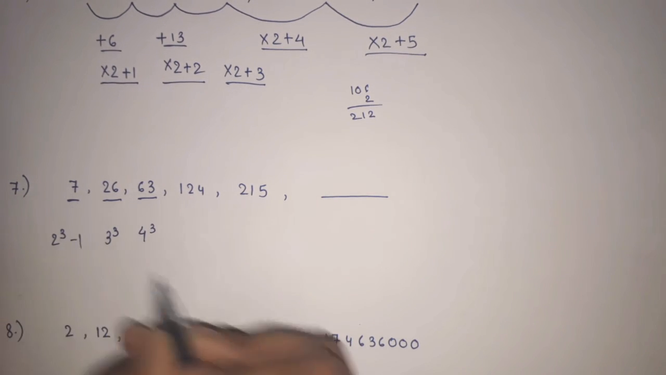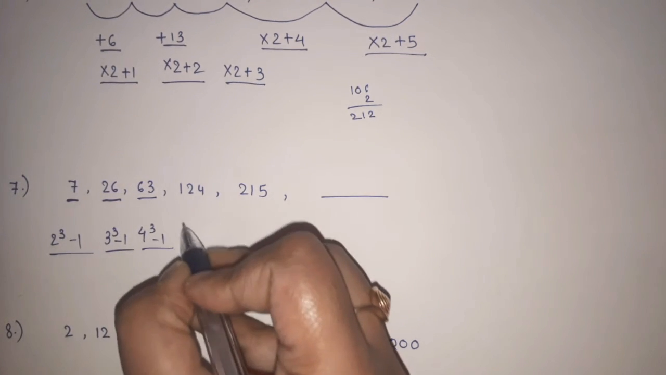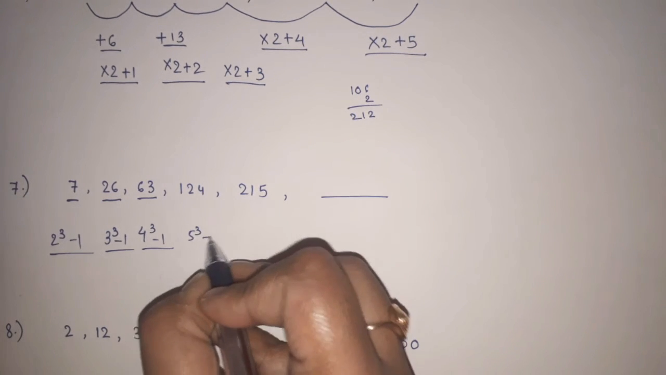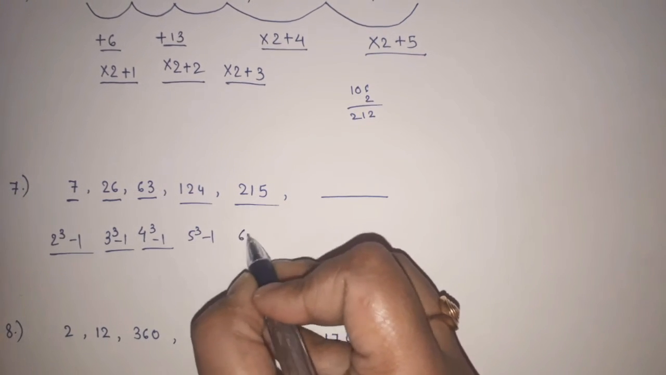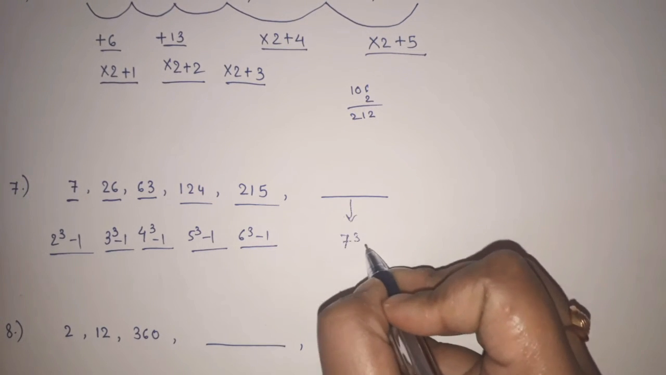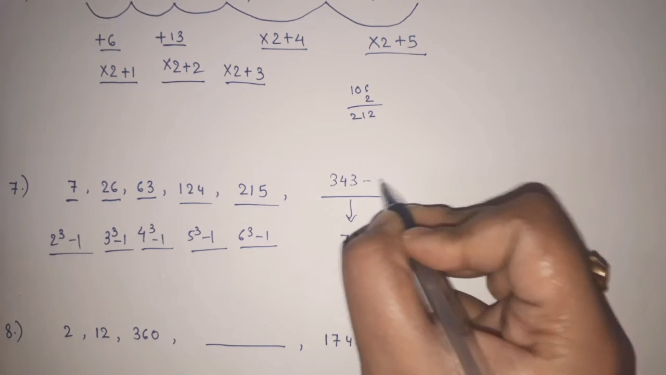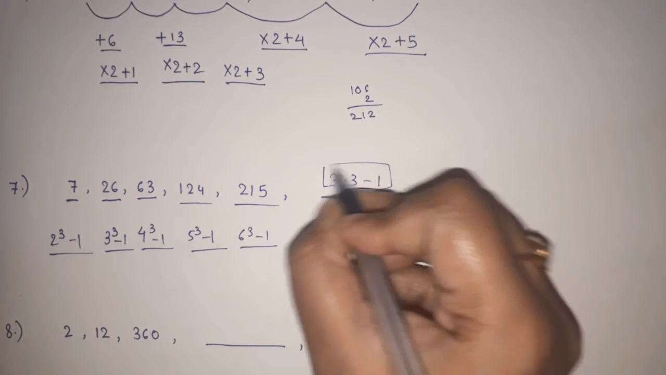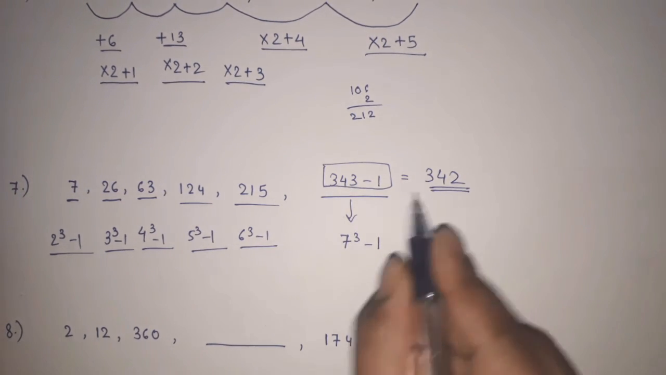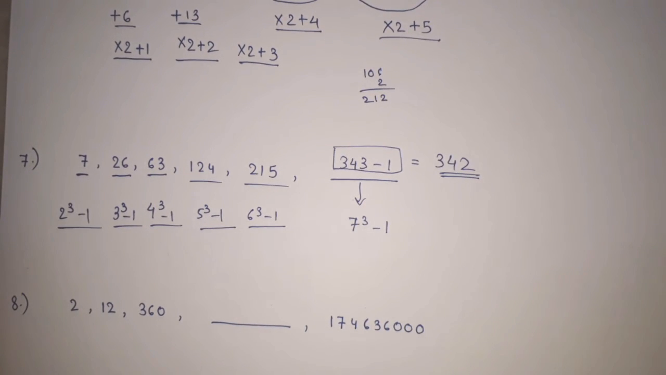This is 2 cube minus 1. This is 3 cube minus 1. Similarly, this is 4 cube minus 1. Again, we know that 5 cube is 125 and this is minus 1. Similarly, this is 6 cube minus 1. So this should be my 7 cube minus 1. We know that the value of 7 cube is 343 minus 1. That means the number here should be 342. Got it? So this is our pattern for this particular series. Now let's see the next one.